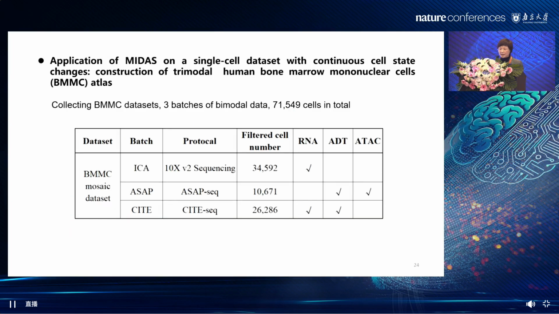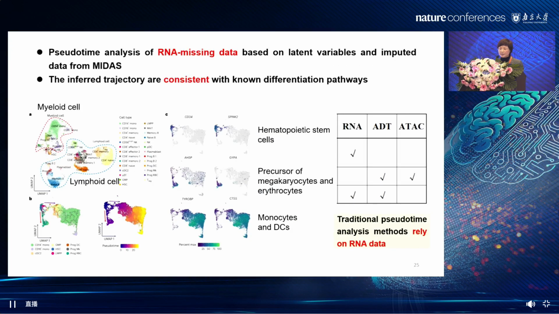We further applied MIDAS to construct a trimodal atlas of human bone marrow mononuclear cells with continuous cell state changes. The mosaic dataset is composed of 3 batches of bimodal data covering over 7,100 cells. The integrated UMAP reveals distinct lymphoid and myeloid counterparts. Pseudotime analysis of RNA missing data based on latent variables and imputed data from MIDAS reveals the trajectory starting from hematopoietic stem cells and branching to distinct branches.